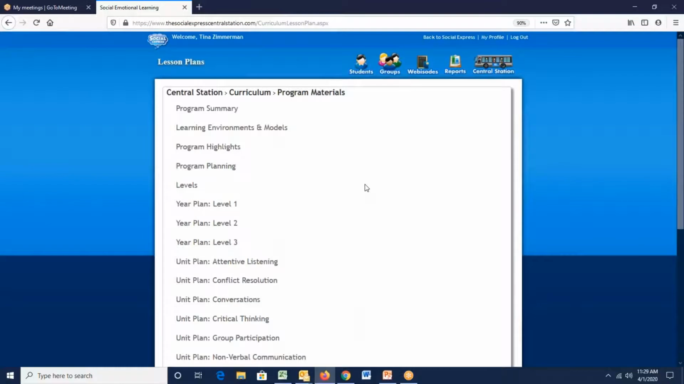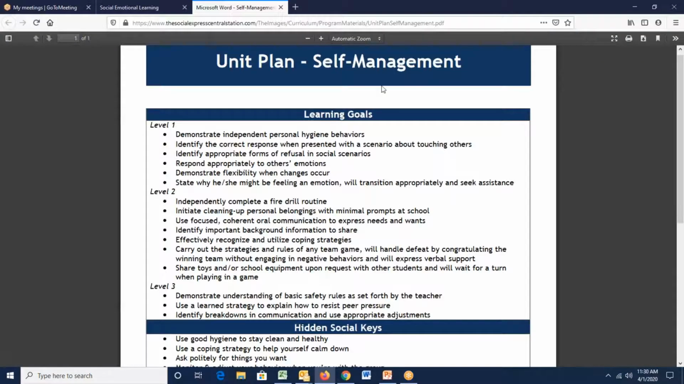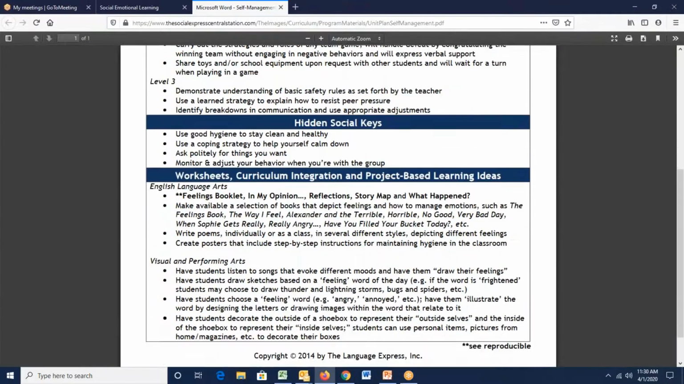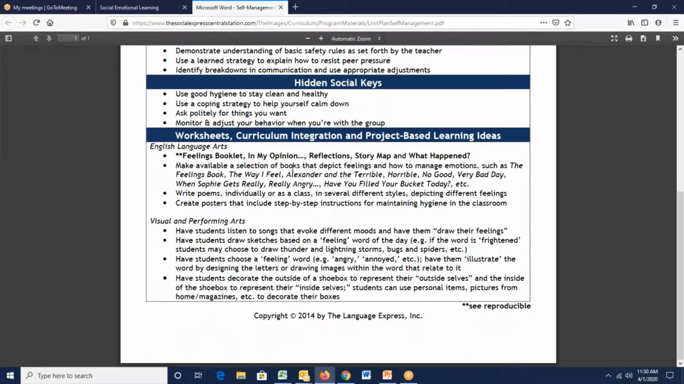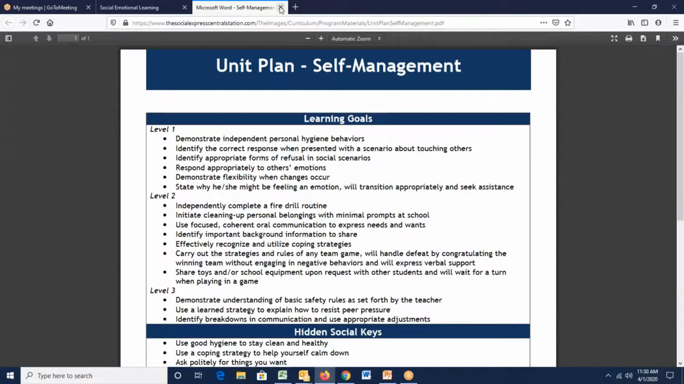Then along the way, you'd say, okay, well, I'm working on self-management right now. So you would go to your unit plans. So here's your year plans, and then your unit plans, and we define, okay, self-management. And for self-management, here's some goals for level 1, level 2, and level 3, the hidden social keys, and some worksheets and curriculum integration and project-based learning ideas. And if you see stars, that means we have a reproducible, which is an offline activity, a worksheet for you to find on that topic.